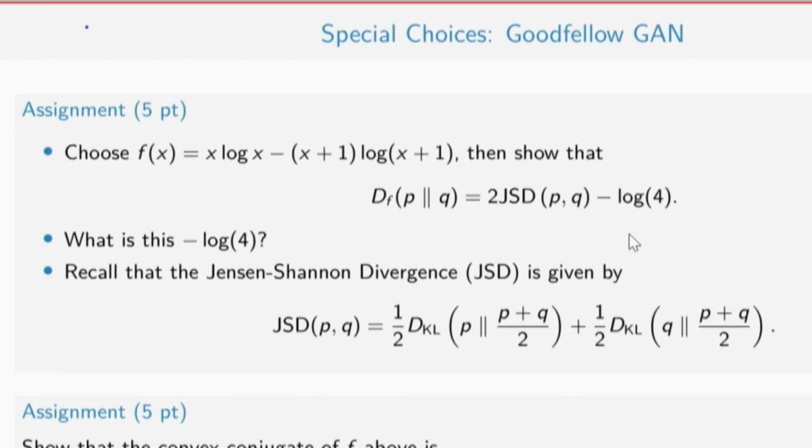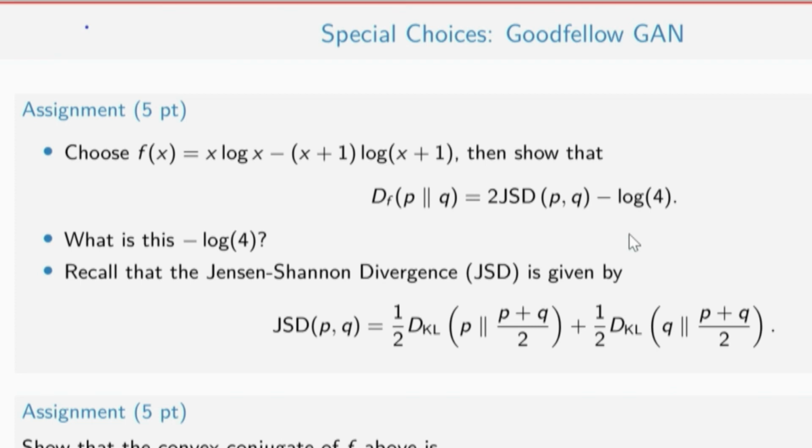Minus log 4 will show up when we look into the optimality and so on. Minus log 4 is interesting because it will shift the lower bound to be greater than or equal to 0. We will see that role a bit later. This is something you can prove as an assignment, and then we can save some time.